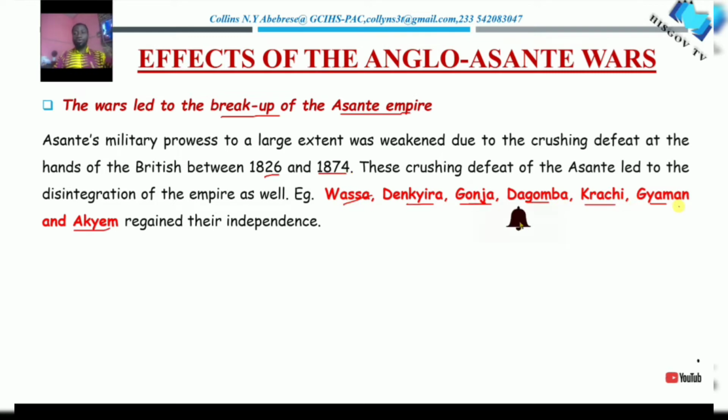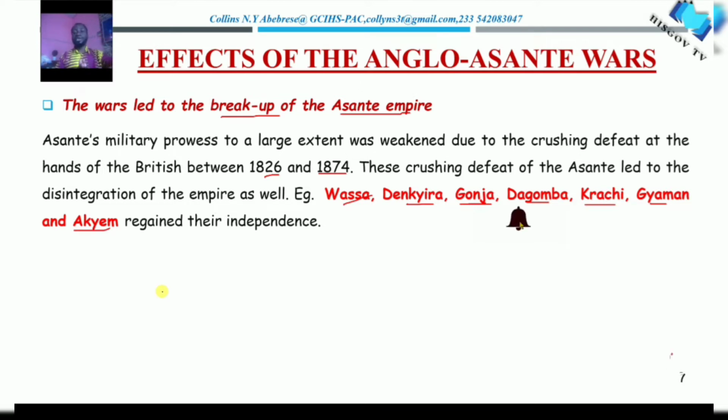All these states that you've seen here were vassal states of the Ashanti Empire. Adansi, for instance, was also part of the Ashanti Empire. The Asin area there were all part of the Ashanti Empire. For instance, after the 1874 war, known as the Sagranti War, the Fomena Treaty was signed. That treaty forced the Ashanti Empire to give independence to some of her vassal states. And once you are forced to give independence to some of your vassal states, your empire reduces in size. And this is what the war brought to the Ashanti people or the Ashanti nation.